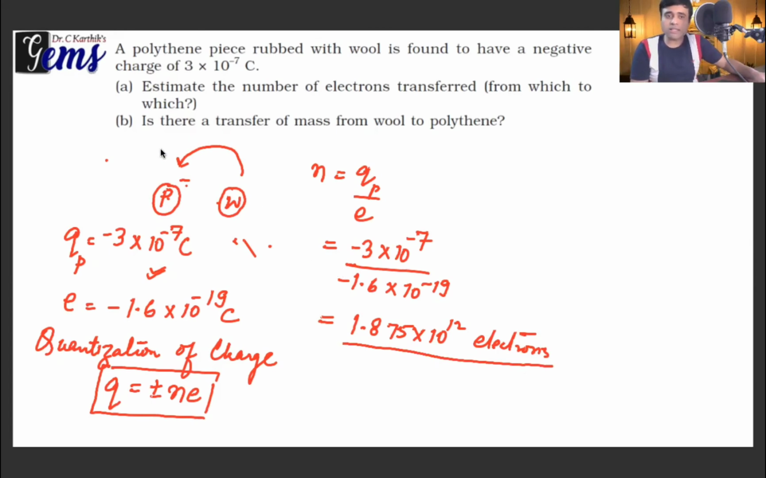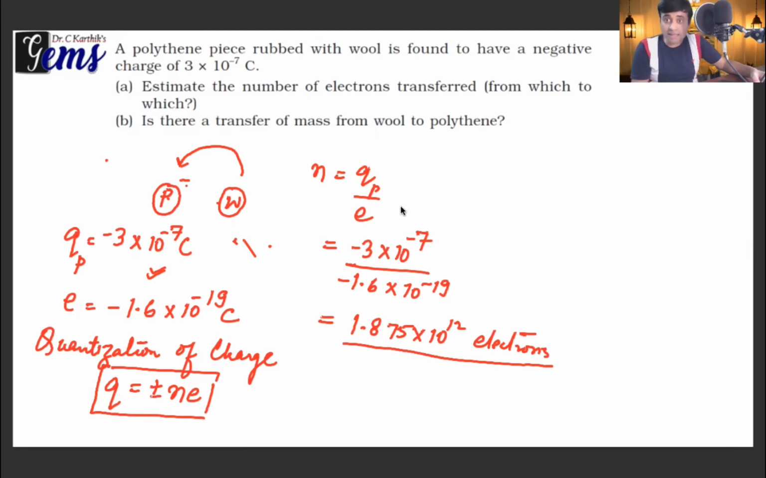Okay, now what is the B part? Is there a transfer of mass from wool to polythene happening? Yes, of course it will happen. Why? Because electrons are being transferred from wool to polythene. So of course the mass will also be transferred. Why? Because every electron carries a mass of 9.1 into 10 raised to power minus 31 kg.